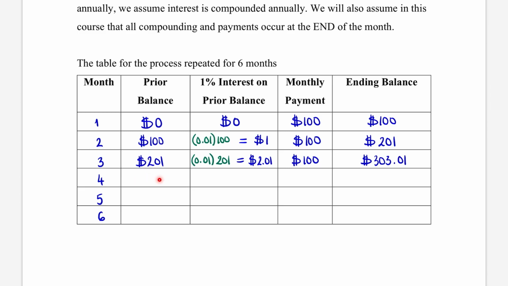Starting on the fourth month, my balance in the beginning of the fourth month is the ending balance of my third month, which is 303.01. And the interest on the prior balance is 1% of 303.01: 0.01 times 303.01.